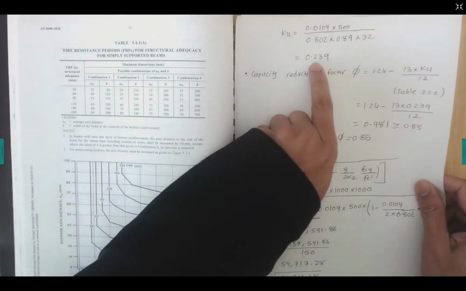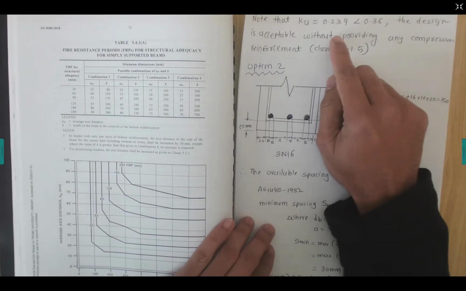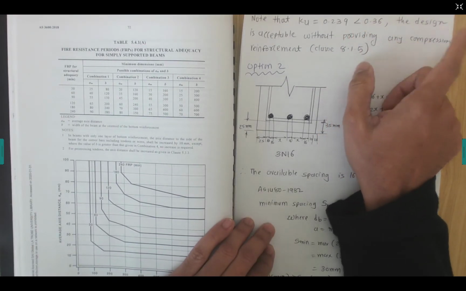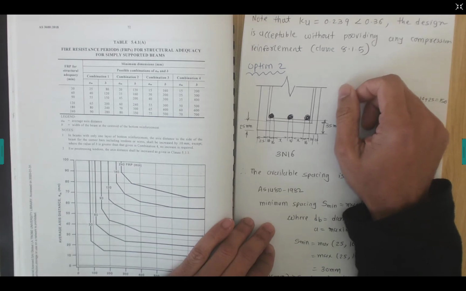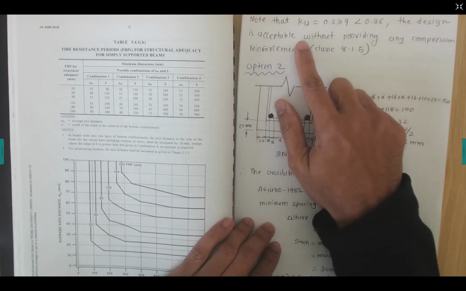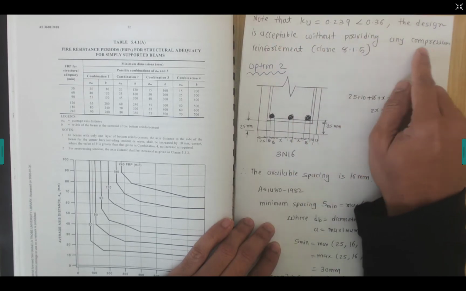We calculated 0.239. So we can just check against the Australian standards, which require less than 0.36 for the singly reinforced design, and which is generally recommended to have an under-reinforced singly reinforced beam. So it is less than 0.36, so we don't need to provide any compression reinforcement.